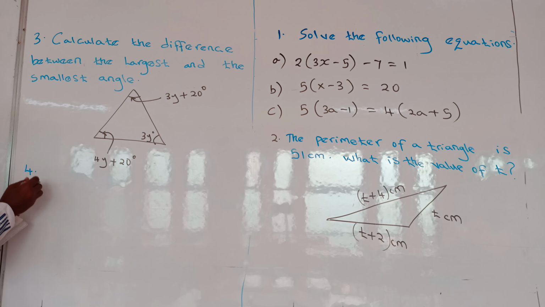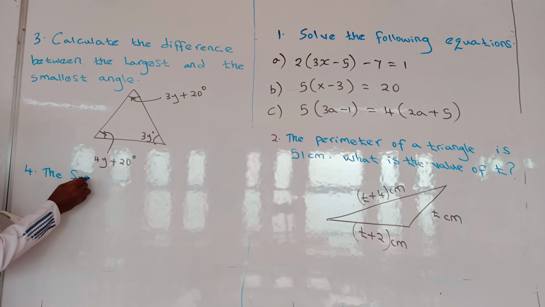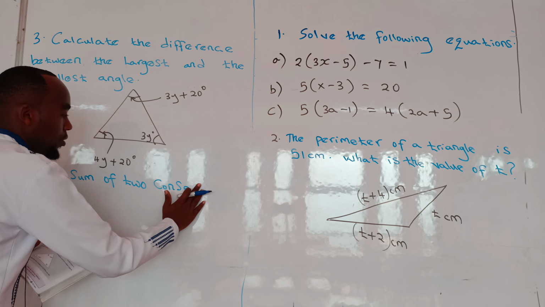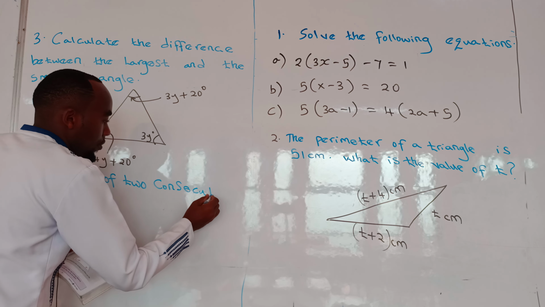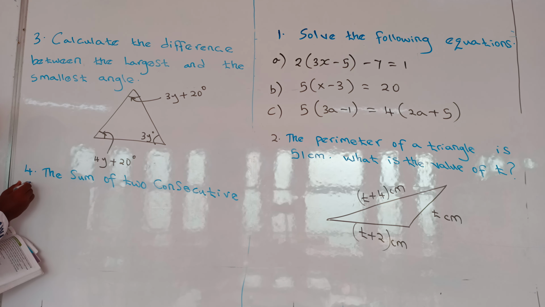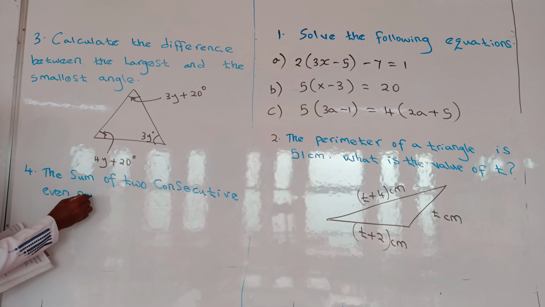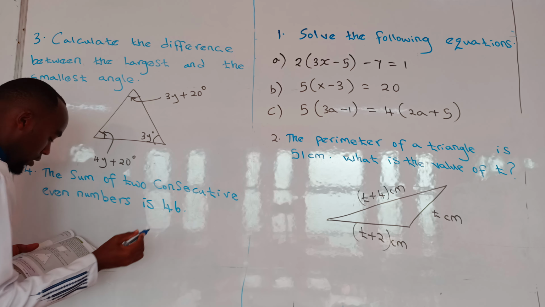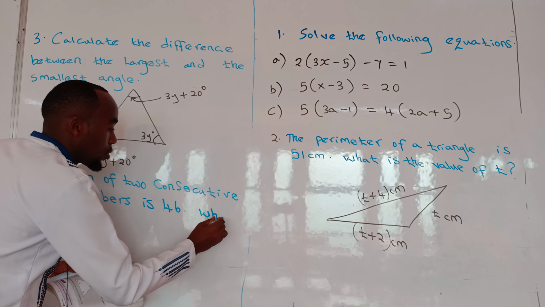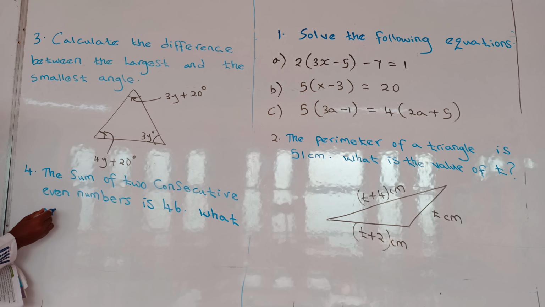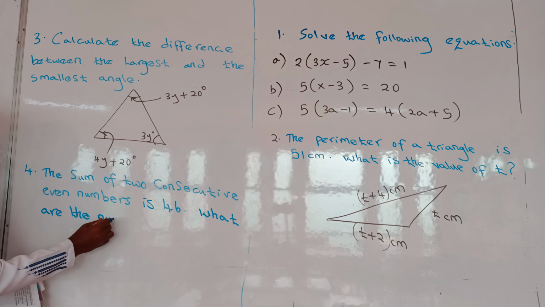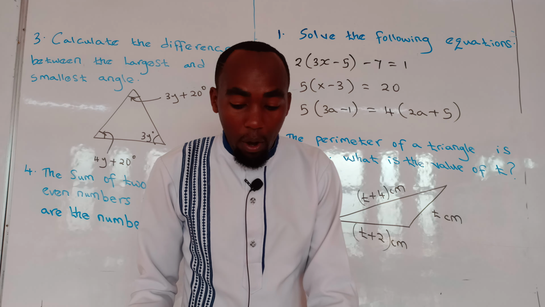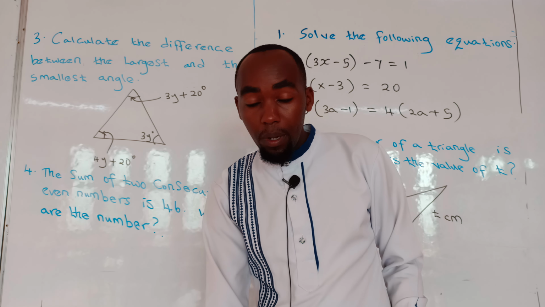And last question, we are told the sum of two consecutive even numbers is 46. What are the numbers? The question is, what are the numbers? Therefore, those are the 4 questions I want to leave for you at the end of this particular lesson.